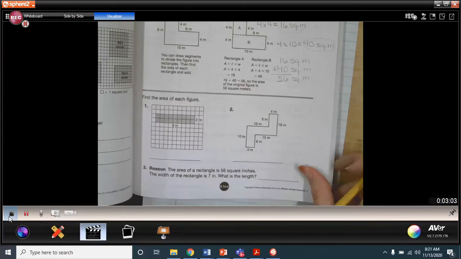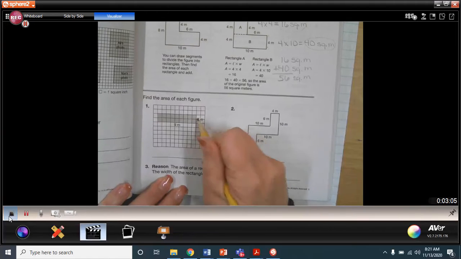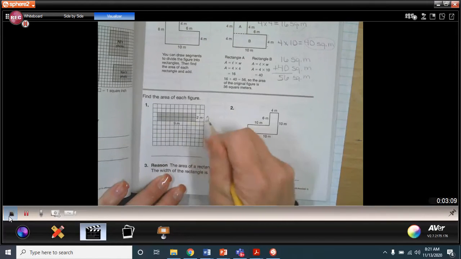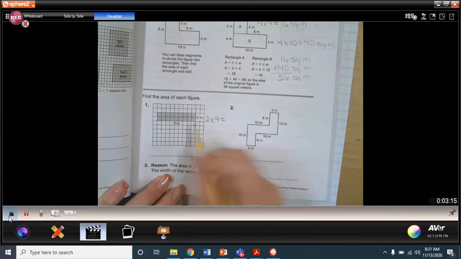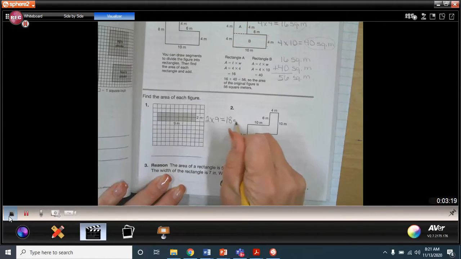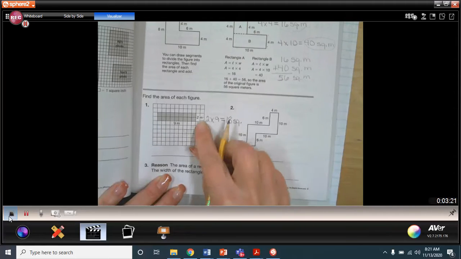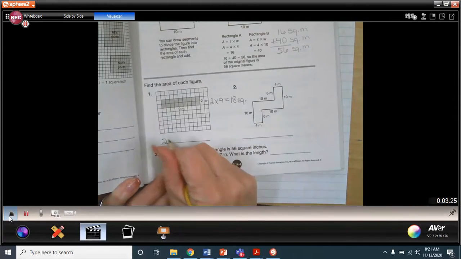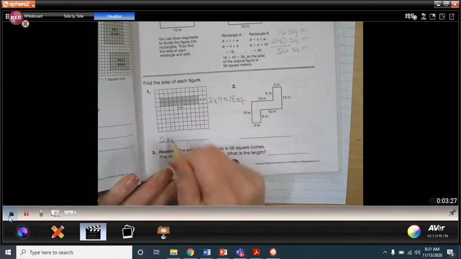Now, if we take a look at the first one, it's fairly basic. We know we have 2 rows. We know we have 9 in each row. So we're measuring the length and the width. And when we measure the length and the width, we are going to get 18 square, don't forget the square, and we're measuring in the unit of meters. So I'm just going to place this down here on my line.